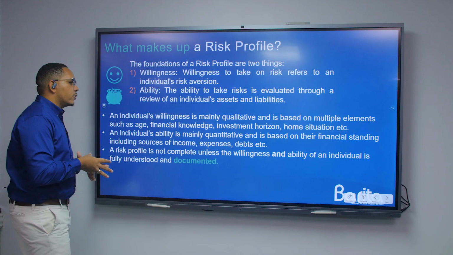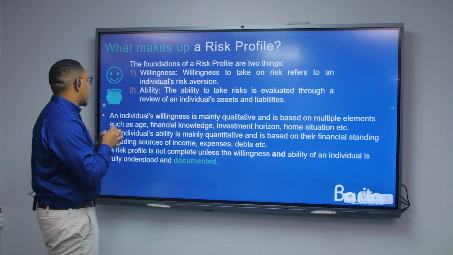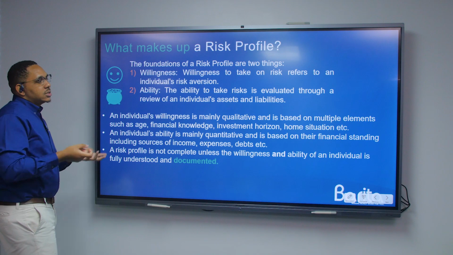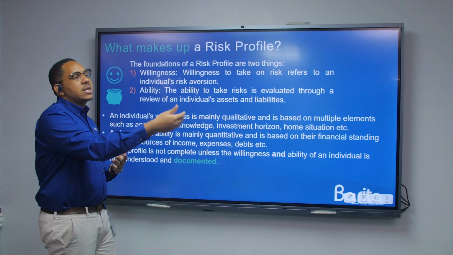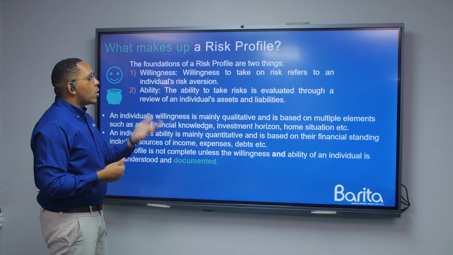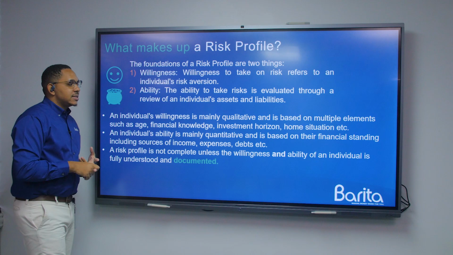So an individual's willingness is mainly qualitative and is based on multiple elements such as age, financial knowledge, investment horizon, their home situation, referring to dependence and if there's anybody depending on them or if they depend on anybody else. And an individual's ability is mainly quantitative and is based on their financial standing. So sources of income, expenses, their debts. These are how you treat willingness and ability.